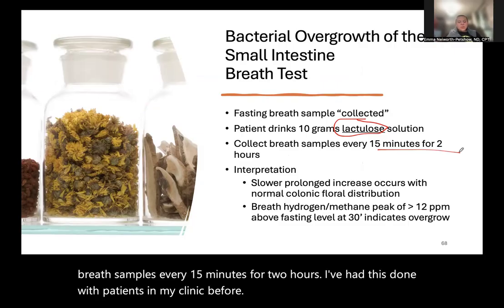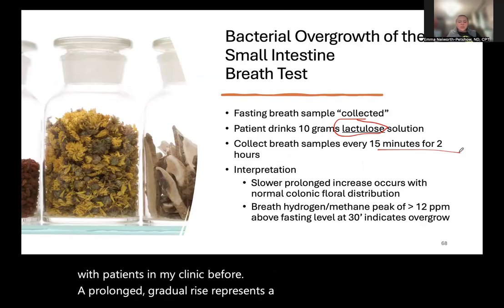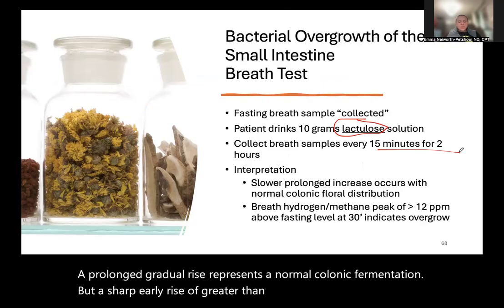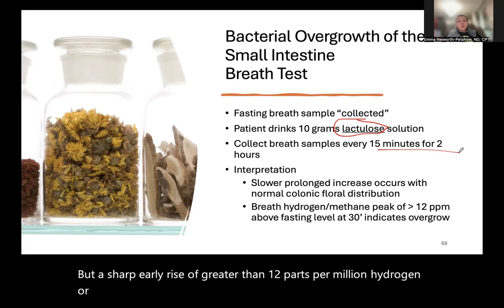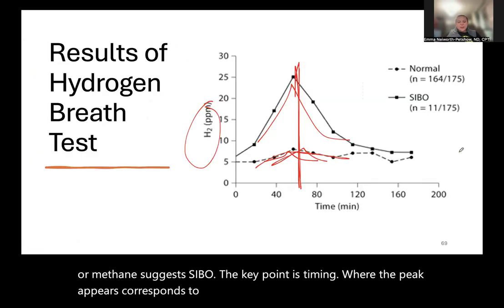A prolonged gradual rise represents normal colonic fermentation, but a sharp early rise of greater than 12 parts per million hydrogen or methane suggests SIBO. The key point is timing. Where the peak appears corresponds to when fermentation is happening.